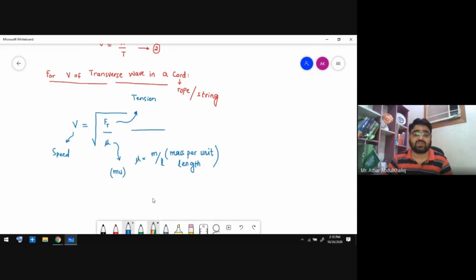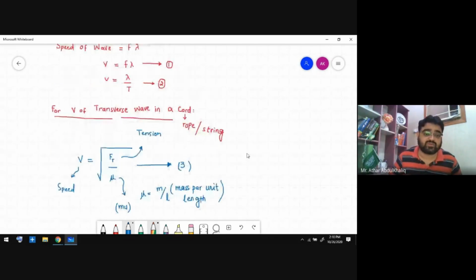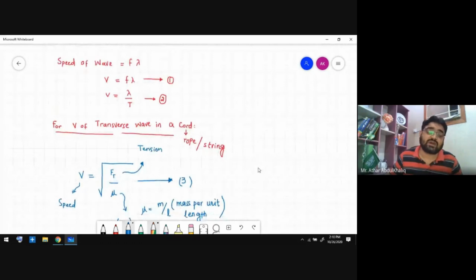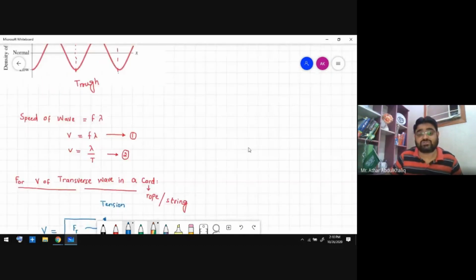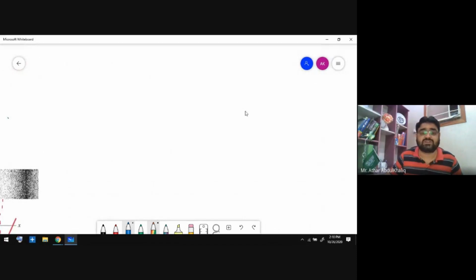This formula number 3 we will use to find the speed of the transverse wave inside the cord. Whenever a question comes related to a string or cord, we can use the first two formulas if frequency and wavelength are given, but we can also use this one if the tension, mass and length are given. This is the formula that we have to remember.